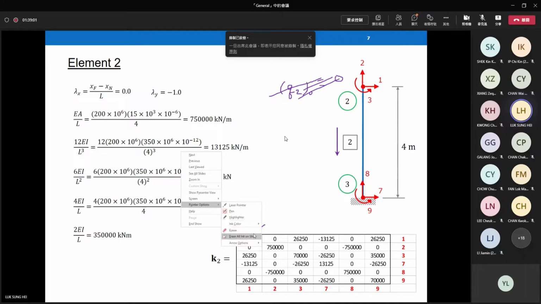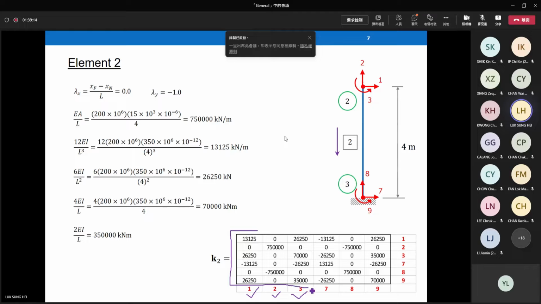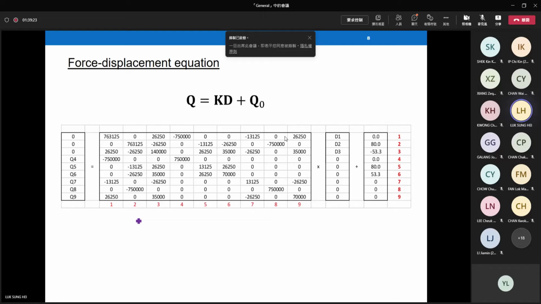Similarly, you can take a look to see which part is useful. Column 1, column 2, column 3 are useful, right? According to our discussion before. So for this part, you have to pay great attention to their numbers because they will really affect your calculations. Then you can assemble K1 and K2 to obtain our structure stiffness matrix K. Subdivide K into 4 parts.